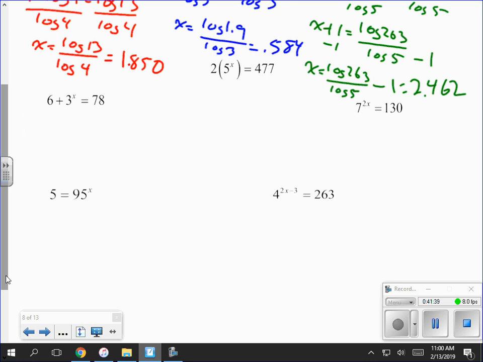Okay, next one. What's my first step going to be on the next one? Subtract 6 from both sides. Get the exponential part by itself first. So my first step on this one, subtract 6 from both sides. So I get 3 to the x is equal to 72.